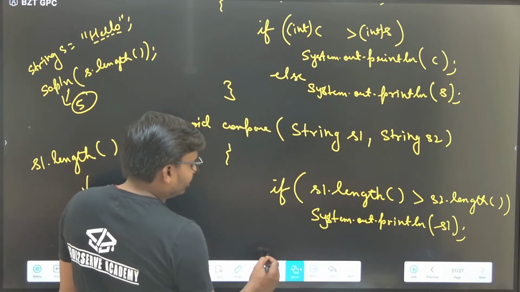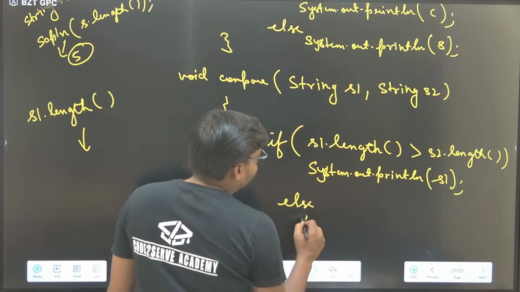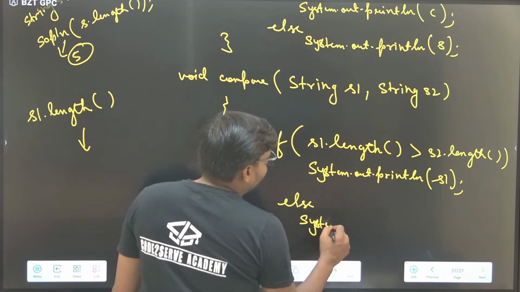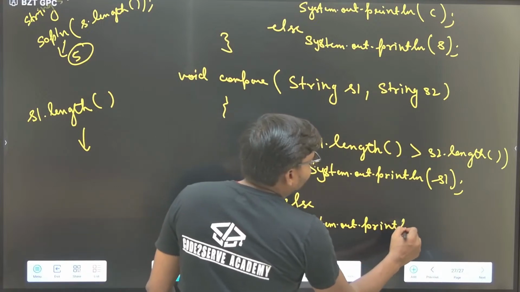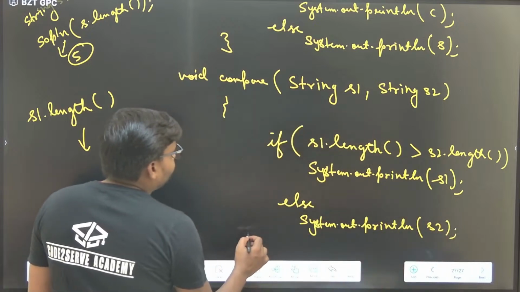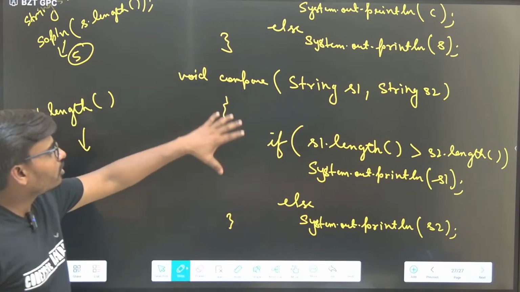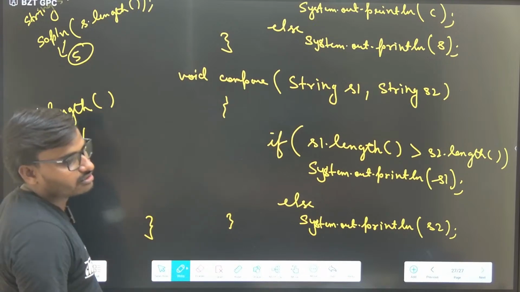Else, what we need to do? Else you have to print s2. Else, System.out.println s2. Clear? So this is the closing of this function and this is the closing of the class.